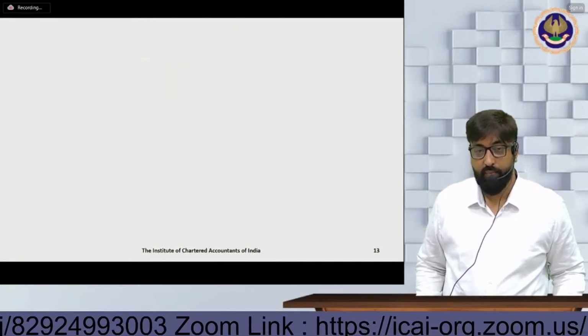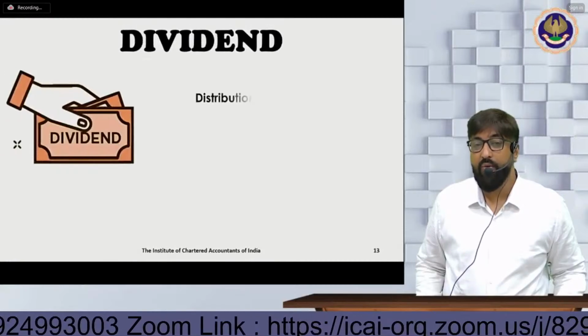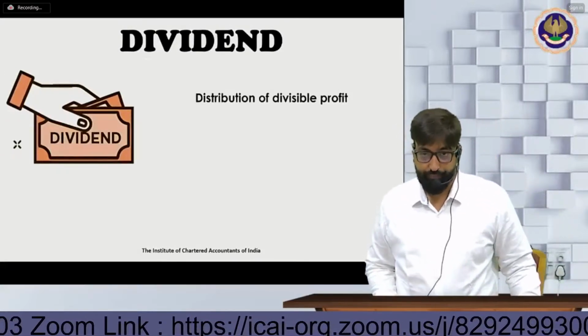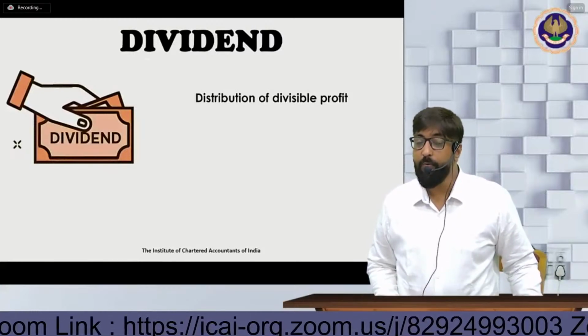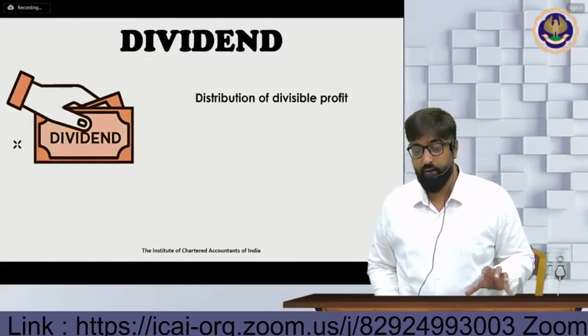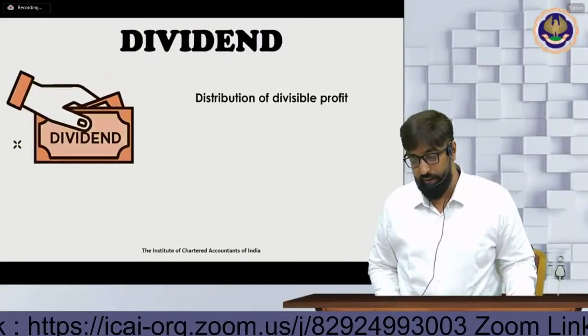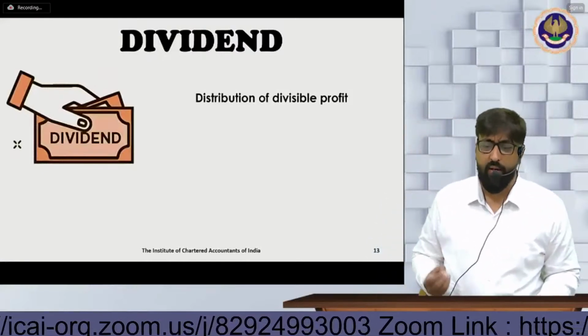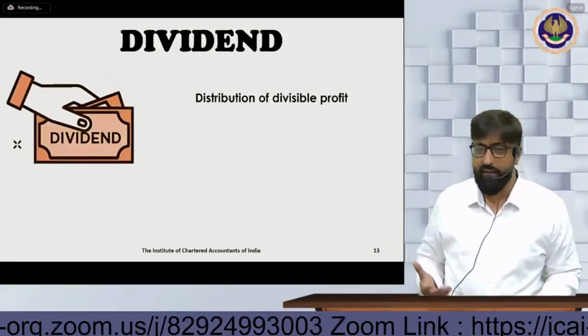Next, we have a question which is based on dividend. From the current year profit, you can declare any amount of dividend. But why is a company not declaring dividend? Because normally, if there is a trend, they will definitely declare the dividend.